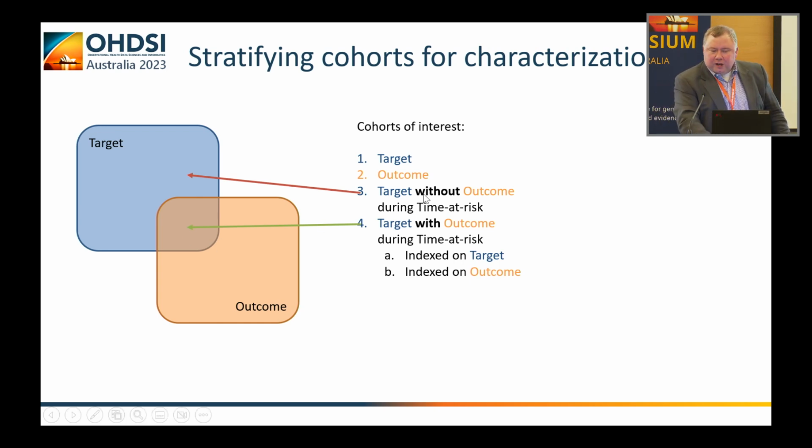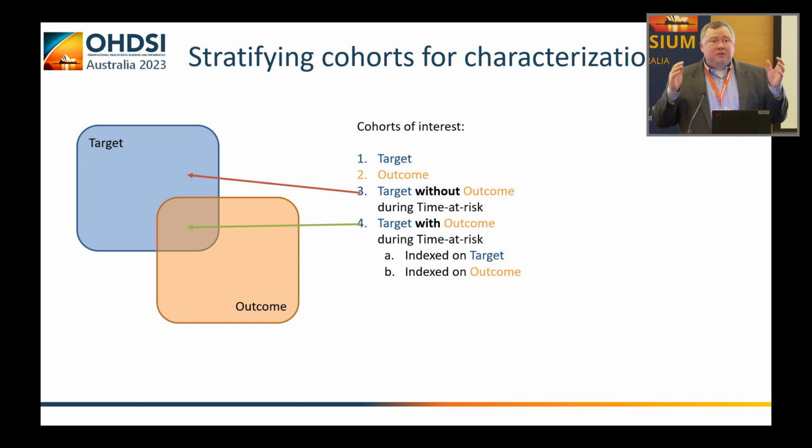There are the people who are in the target who did not have the outcome. So you can think about those as the lucky ones. Those are the fluoroquinolone users that didn't have the aortic aneurysms. And that's kind of that group in blue. And then there's the people who are the target group that had the outcome. So those are the fluoroquinolone exposed who had the aortic aneurysm.